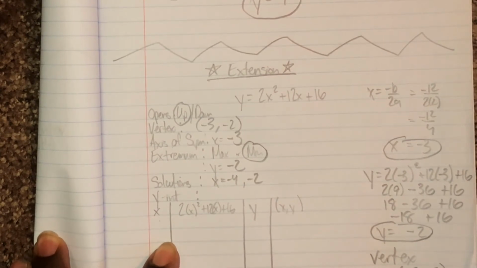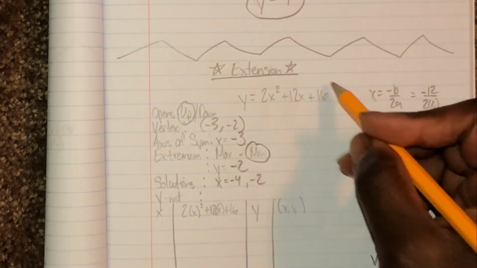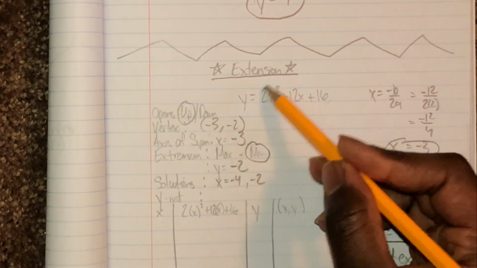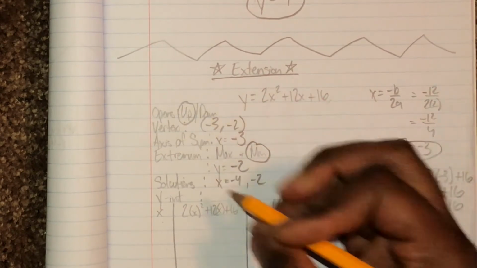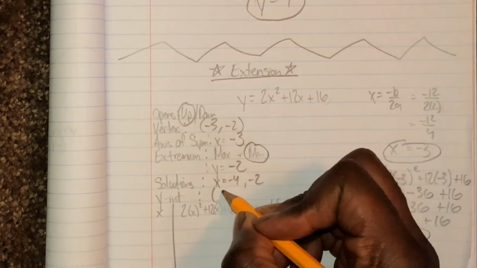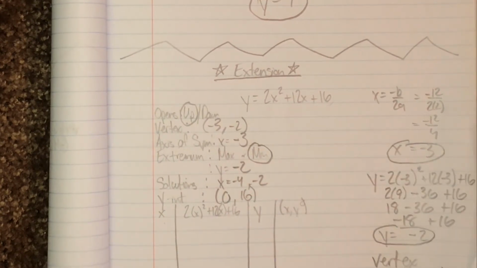All right, my y-intercept. If you remember, any constant in these equations is going to be my y-intercept. Meaning if x is 0, y is going to be 16, because the other terms are going to be 0. So my y-intercept is going to be 0, 16. That gives us a little more information.